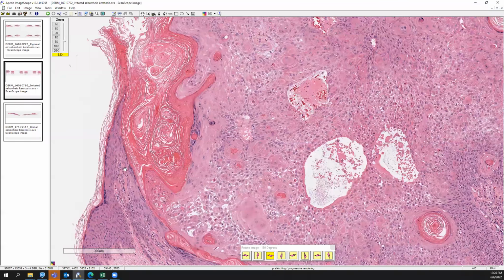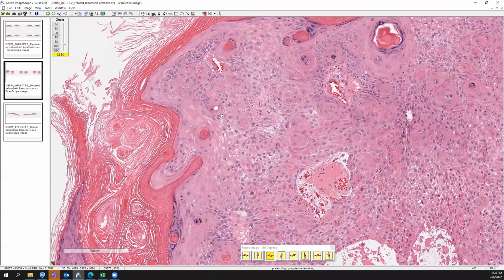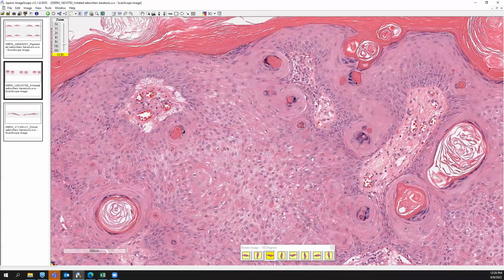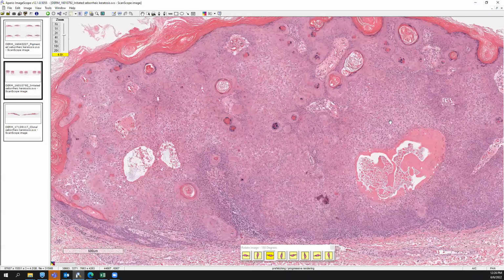And if you go to certain aspects of the periphery, you might lose your granular layer. It might make it a little bit difficult to call it an irritated seborrheic keratosis. So you really have to spend a good amount of time to interrogate this lesion to make sure that you're not dealing with a squamous cell carcinoma. So this is an irritated seborrheic keratosis with some component of inflamed seborrheic keratosis.